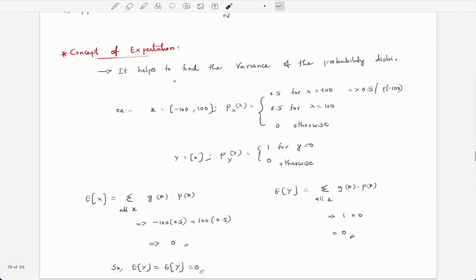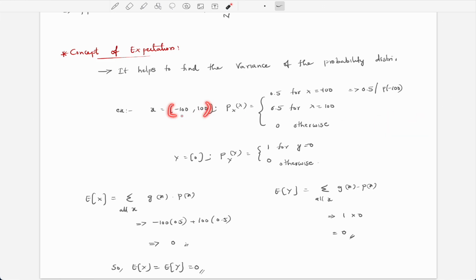Okay, so after that we have a concept of expectation. So what is this concept of expectation? It helps to find the variance of a probability distribution. If you have a probability distribution, it finds the variance of that probability distribution. So if we have a distribution of -100 and 100, what does this probability of expectation mean? If we have 50% for x equal to -100, and we have 50% over here for x equal to +100.